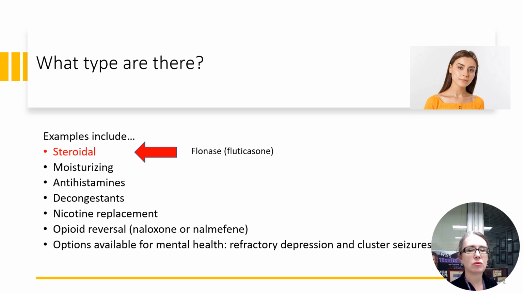So Flonase or fluticasone is an example of a nasal spray that is steroidal. Its purpose is to reduce inflammation, to reduce swelling. We use it often for seasonal allergies. That's the most often employed use. When you have allergy symptoms, everything gets itchy, you kind of get swollen, and this helps to relieve the nasal passages.